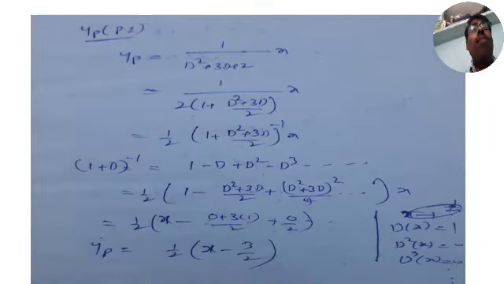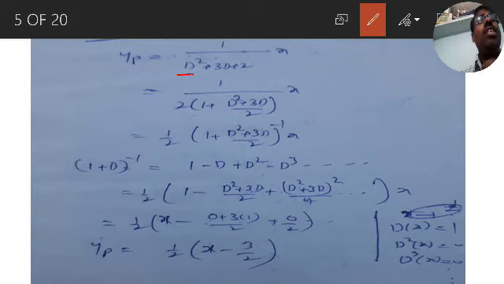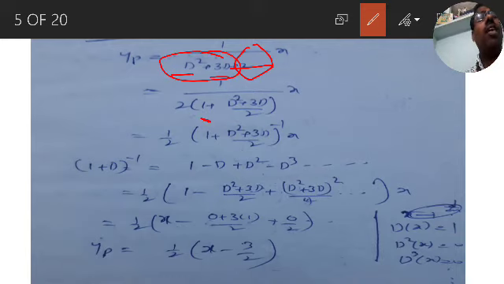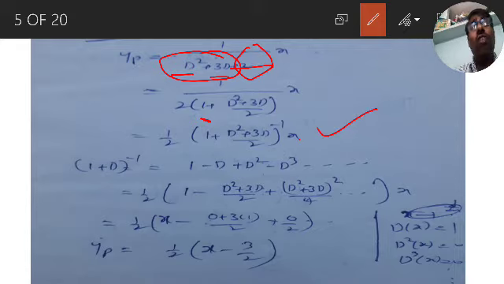Yp is equal to 1 by d square plus 3d plus 2 of x. So what is the least power of d here? The least power of d: d square term is d power of 2, d term is d power of 1, the constant is d power of 0. So the least power of d is d power of 0. Take 2 common. If you take 2 common, in place of 2 you will get 1, and in place of d square plus 3d you will get d square plus 3d by 2. Take it to the numerator, and you will get 1 by 2, 1 plus d square plus 3d by 2, all power of minus 1, which is a formula.